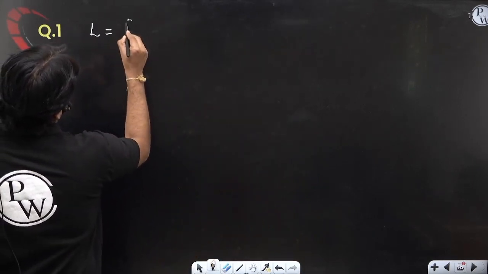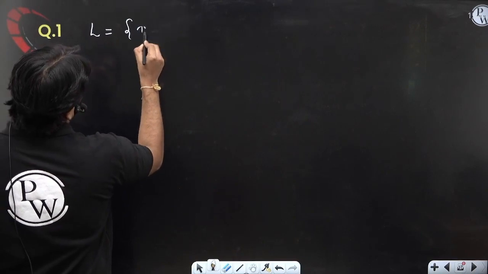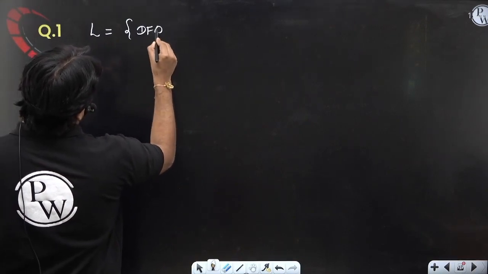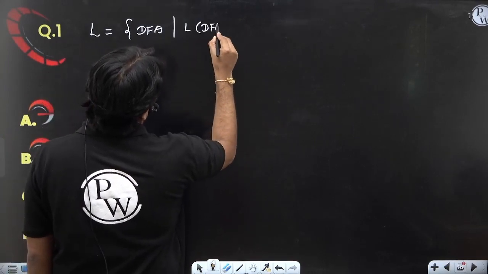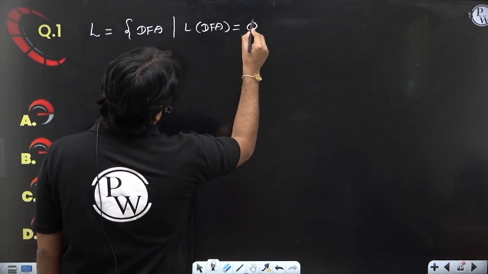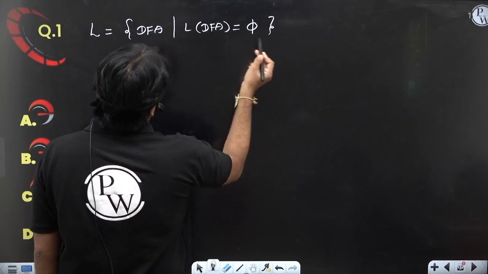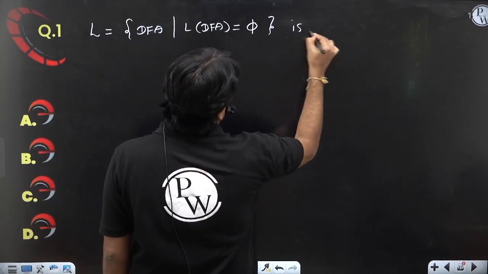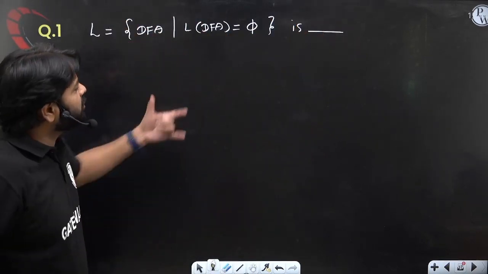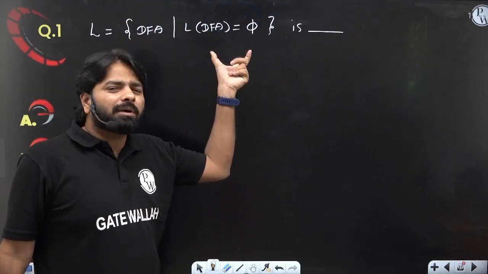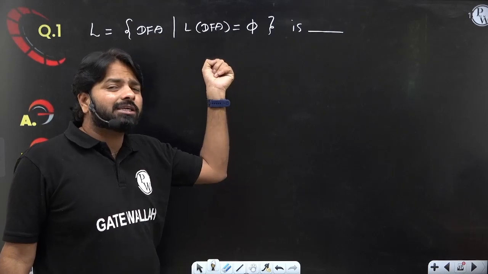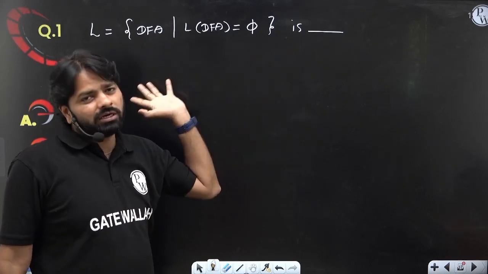L is equal to the set of DFAs such that the language accepted by the DFA is equal to phi. Phi means the empty language here. So you need to understand what this language is. It depends on the problem, that is the emptiness problem. Is the emptiness problem decidable or undecidable? That will help you to answer it.